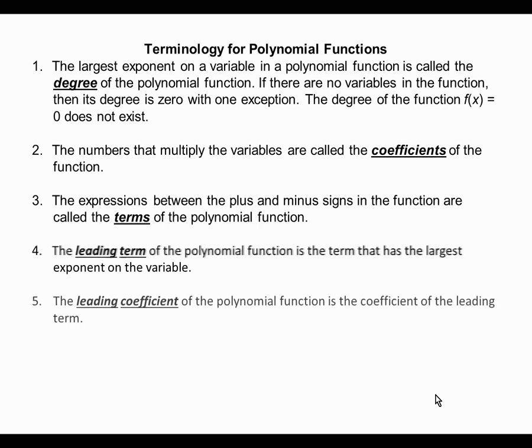Number 5, the leading coefficient of the polynomial function is the coefficient of the leading term. Remember, the leading coefficient, that is just a number. The leading coefficient must exist. The leading coefficient cannot be 0. Remember, the leading term contains the coefficient, the variable, and the exponent on the variable. The leading coefficient is simply the number that's multiplying the variable part. And again, the leading coefficient must exist, and it cannot be 0.